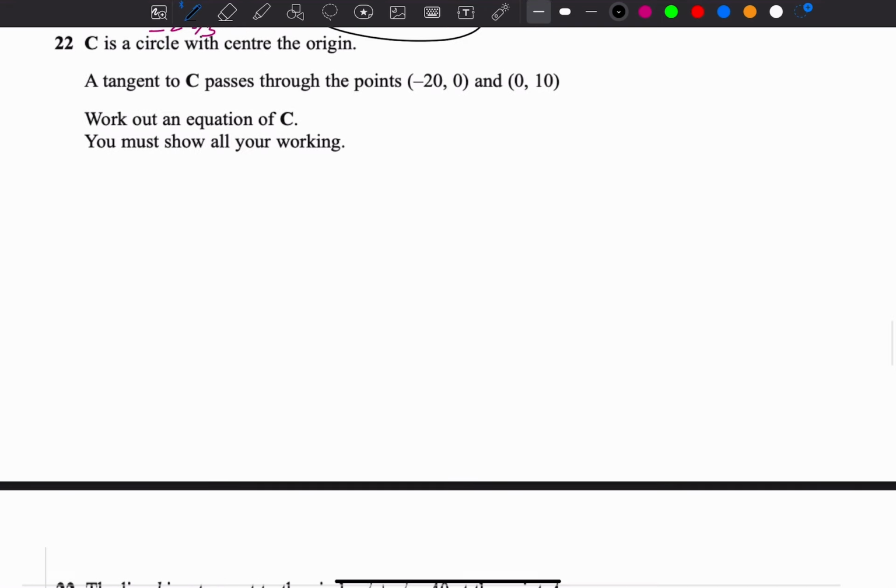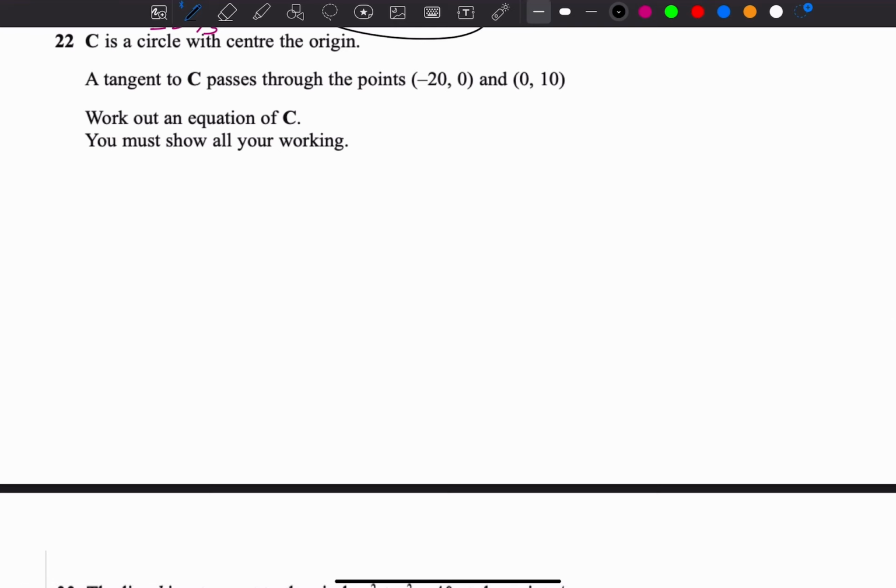Next one, a circle with the center of the origin. The tangent to the circle passes through these 2 points. Work out the equation of the circle. Okay, what is the generalized equation of the circle? Equation of circle: x squared plus y squared equals r squared, considering center is at the origin.